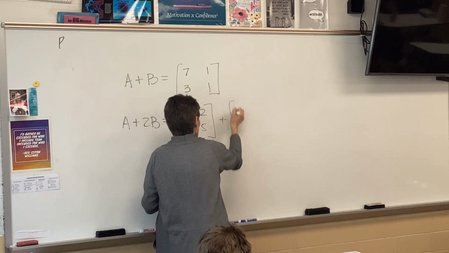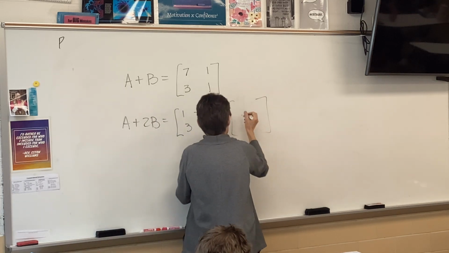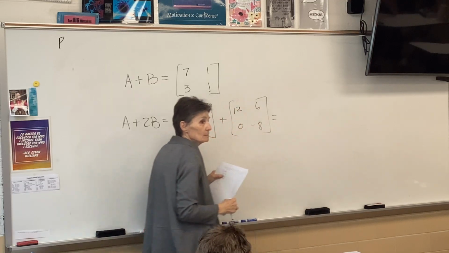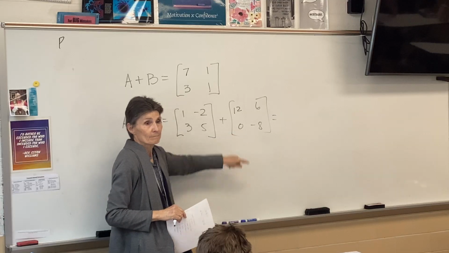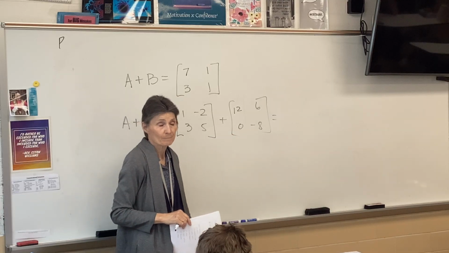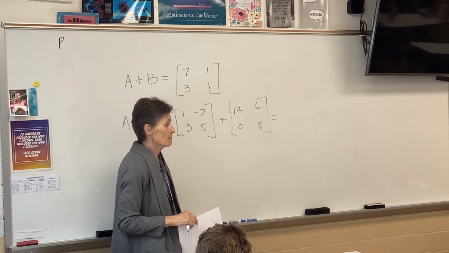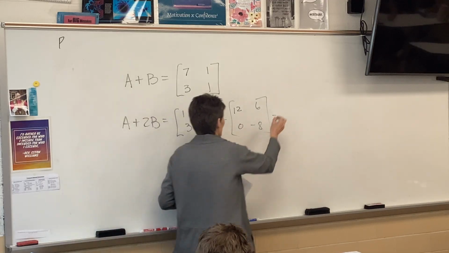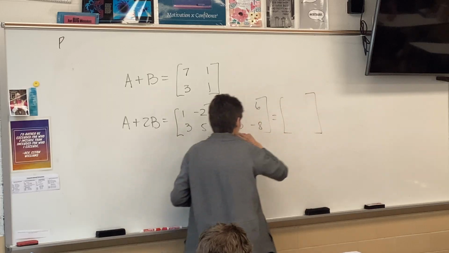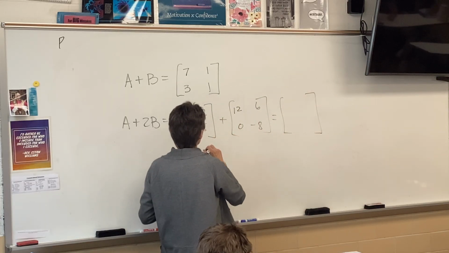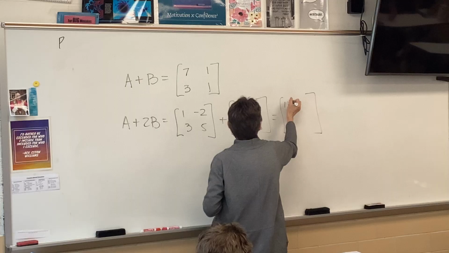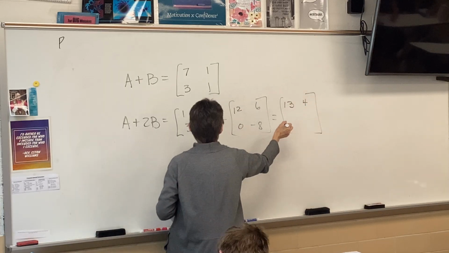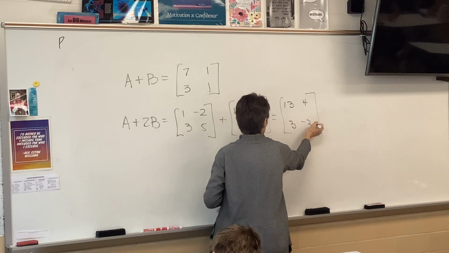Here's A. What do you think 2B is? So 12, 6, 0, negative 8? 2 is called a scalar. When you multiply a scalar times a matrix, it's like a big distributive problem. So what would the answer be? We're adding these. So what would the answer be? 14, 4, 3, negative 3. How's that work?